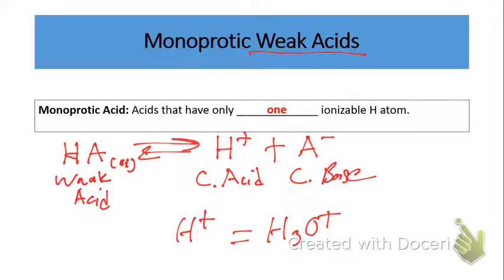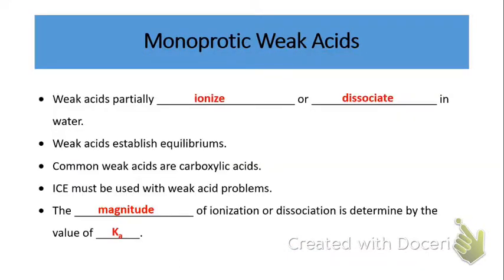Now, if water is not the base, then you can't do this. You actually have to put the base into the equation. So what are some characteristics of weak acids that you should be aware of? Well, first of all, again, weak acids are going to partially ionize or dissociate in water. Therefore, equilibriums can be established for weak acids. Unlike strong acids, which, remember, cannot form equilibriums.